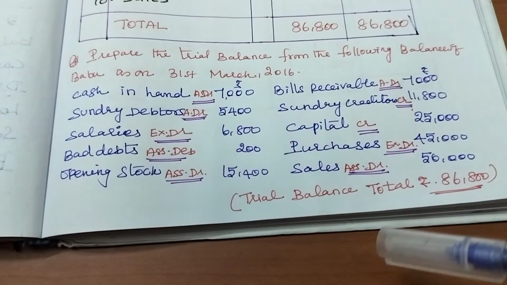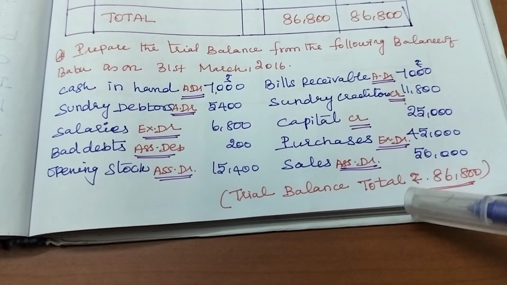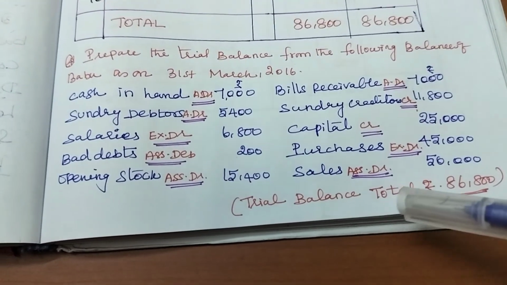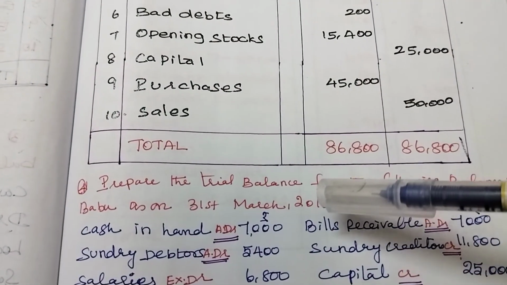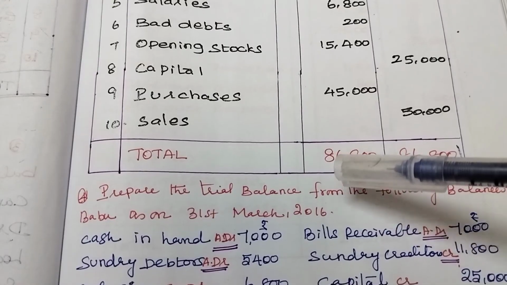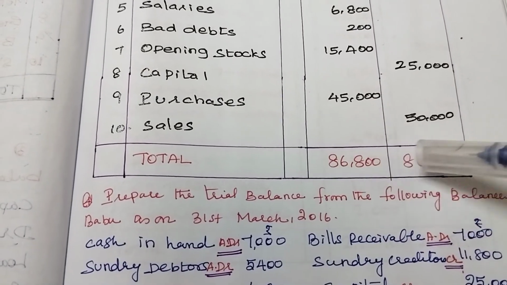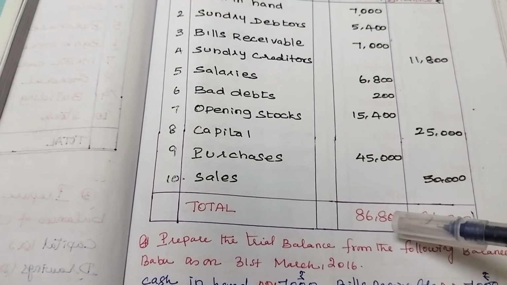So what is the answer given here? The trial balance total is 86,800. We also find that the total of the trial balance is 86,800 on both the debit and credit sides.